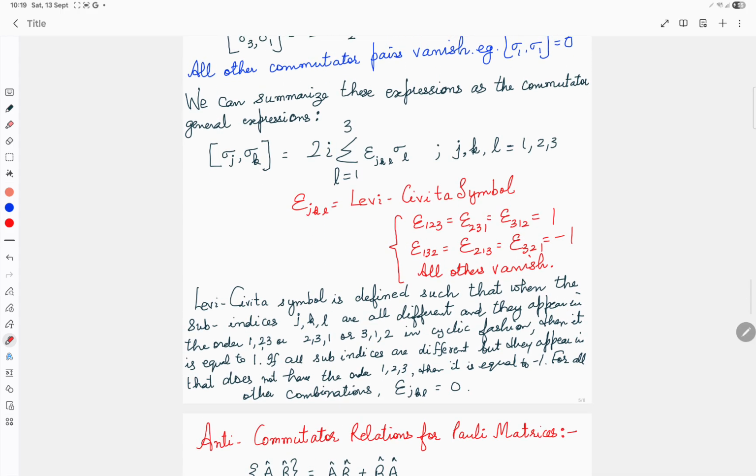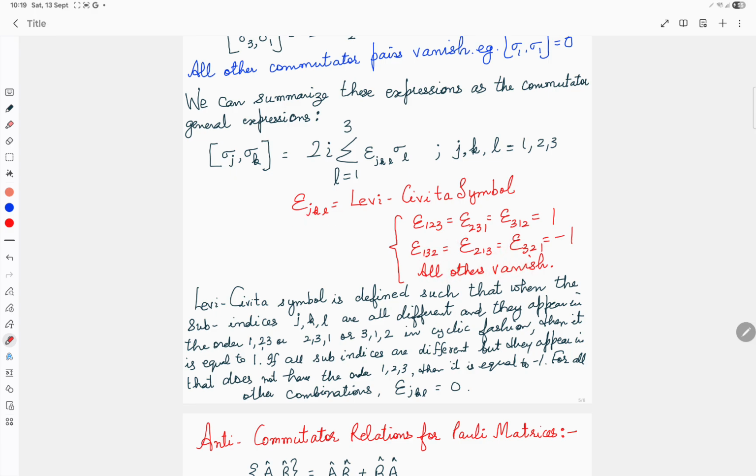The Levi-Civita symbol is defined such that when the indices jkl are all different and appear in cyclic order, for example 1 2 3, 2 3 1, or 3 1 2, it will be equal to 1. If they appear in anticyclic order, 1 3 2, 2 1 3, and 3 2 1, it will be equal to -1. All other cases will vanish.